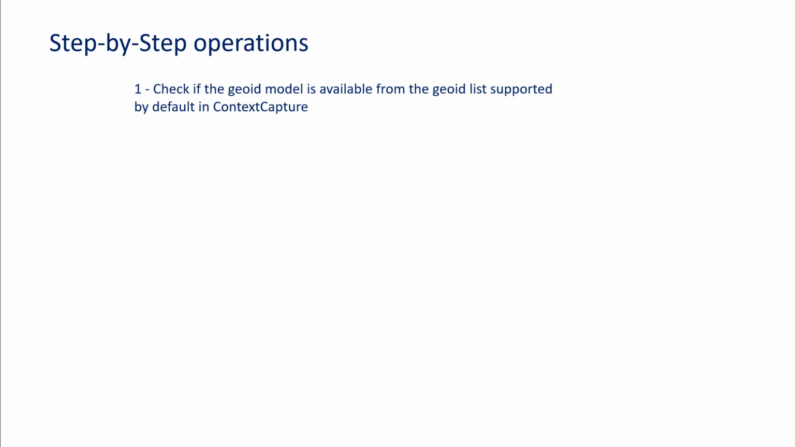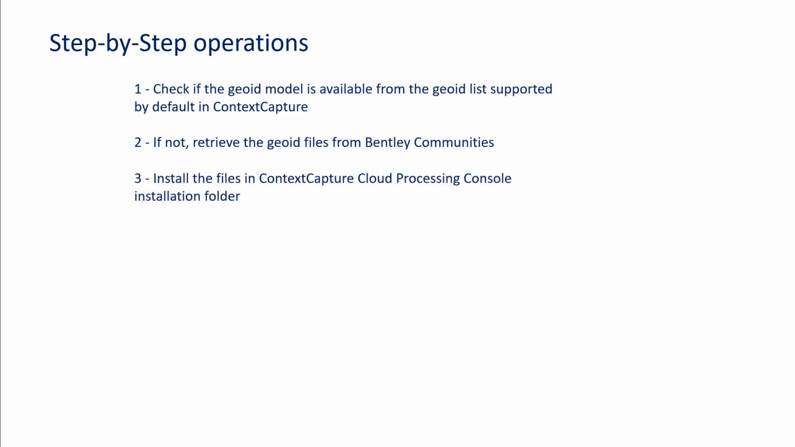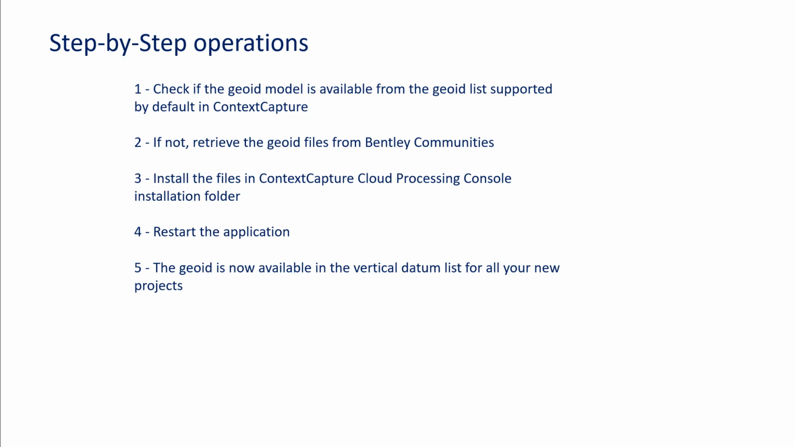Check if the Geoid model is available from the Geoid list supported by default in ContextCapture. If not, retrieve the Geoid files from Bentley Communities. Install the files in ContextCapture Cloud Processing Console installation folder. Restart the application. And the Geoid is now available in the vertical datum list for all your new projects.